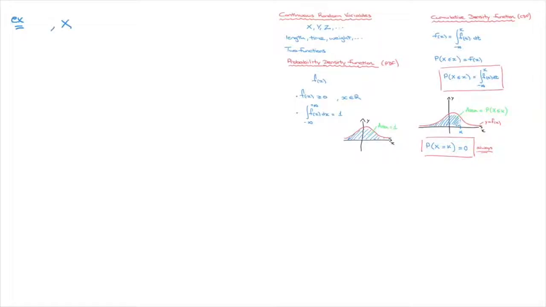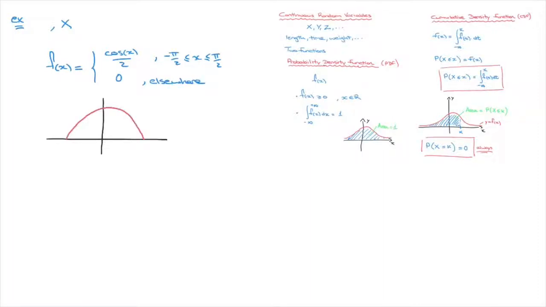which has a probability density function defined as f of x equals the piecewise function, which is cosine of x over 2, for all x between negative pi over 2 and pi over 2, and it's equal to 0 elsewhere. In other words, this function would look something like this, where it touches the x-axis at negative pi over 2 and pi over 2, and it reaches a maximum height here, where it cuts the y-axis, of 1 over 2.